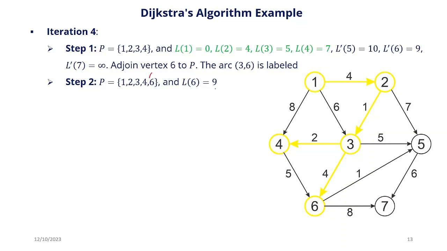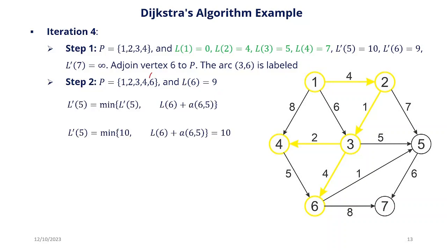So we are left with L5 and L7. So we want to update the tentative label of L5. The previous value was 10. So we are looking at L6, which is 9 here, plus if there is a connection between 6 and 5, that is 1. That gives us 10. 10, 10 is the same. We can pick any one of them, it is 10.